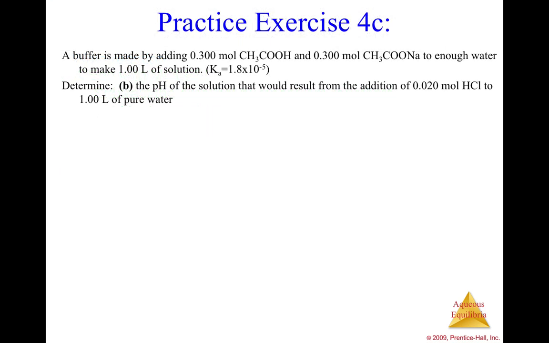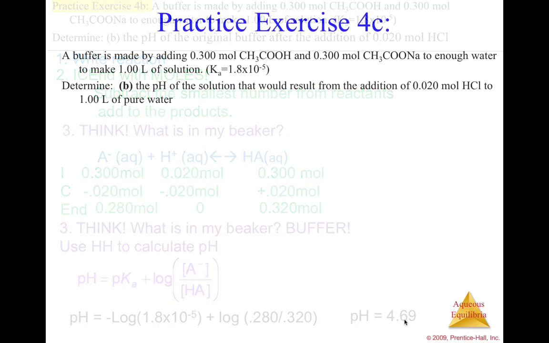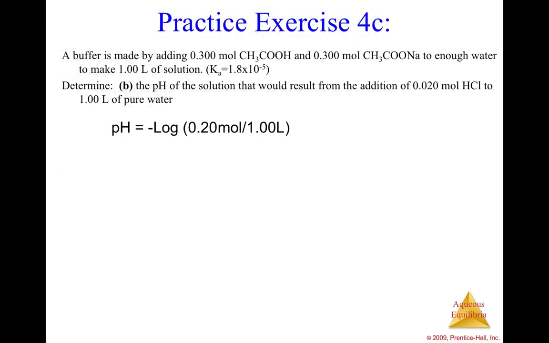Okay, so now let's look at practice exercise 4C. Determine the pH of the solution that would result from the addition of 0.020 moles of HCl to a liter of pure water. So no buffer at all here, just adding HCl to water. I'm going to show the contrast. So adding the HCl to the buffer, my pH is 4.69. Now, here, I just use pH as negative log of the hydronium molarity, right? Moles of acid over the volume of solution, and I got 1.6987897, or rounded to 2 digits past the decimal, 1.70.